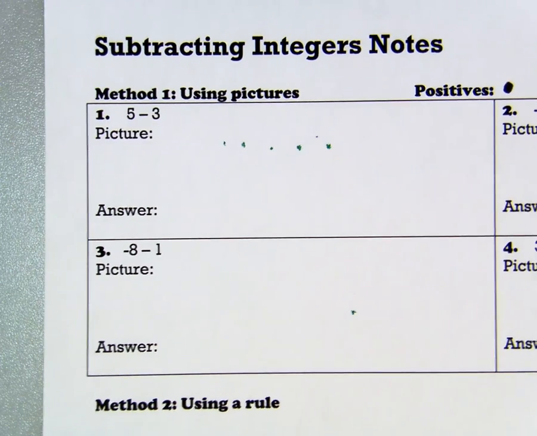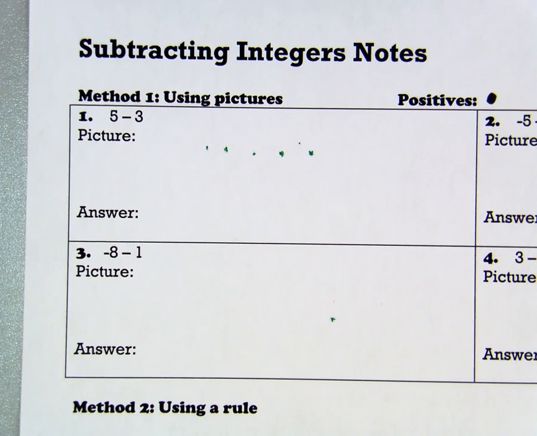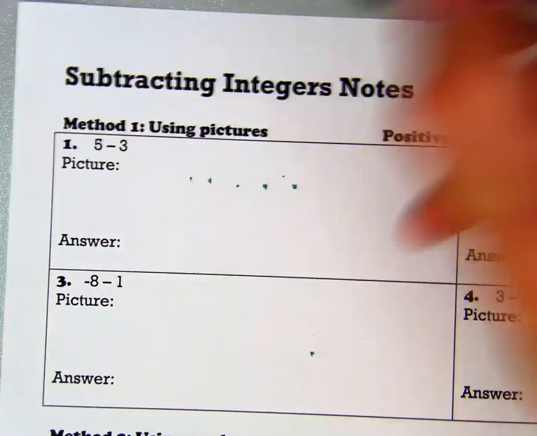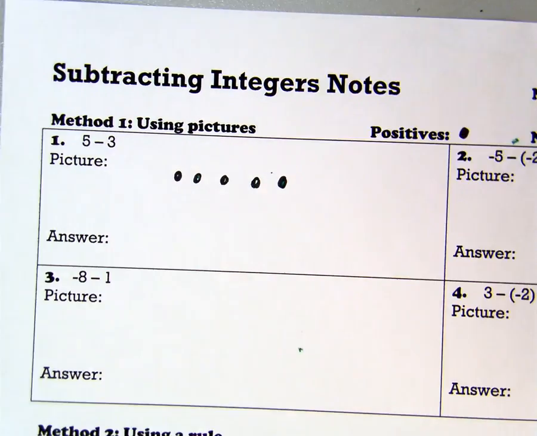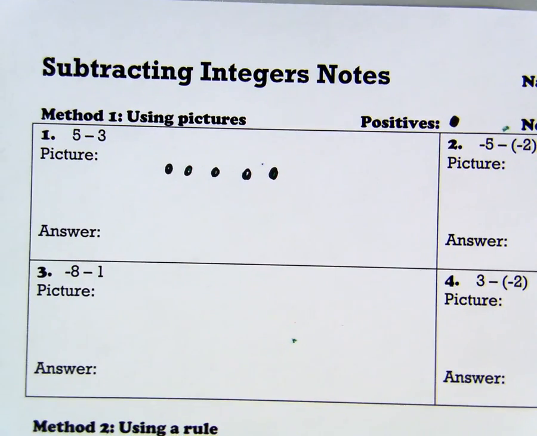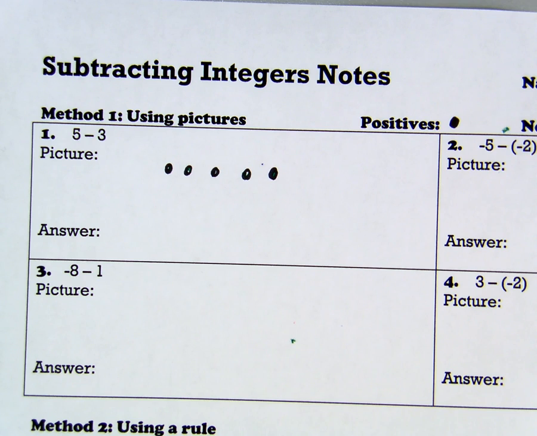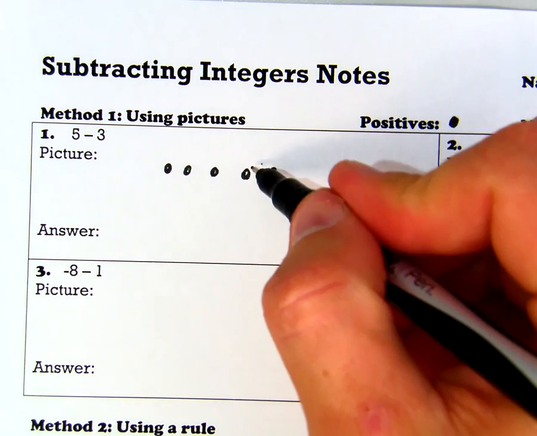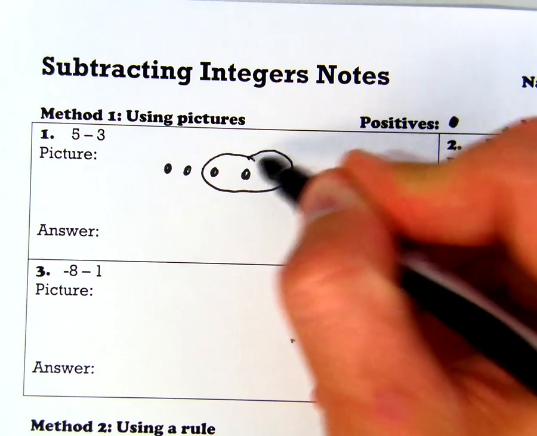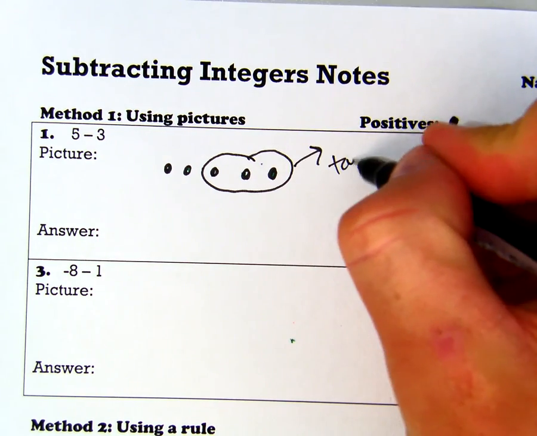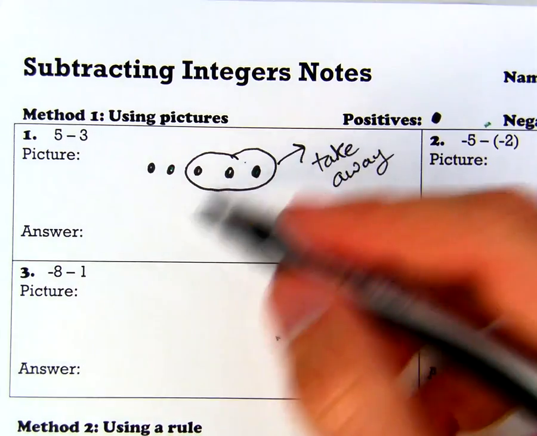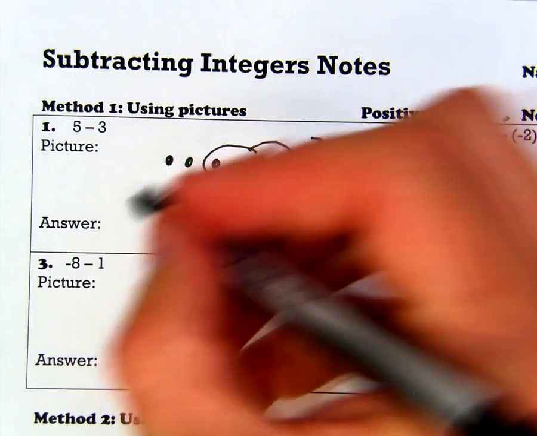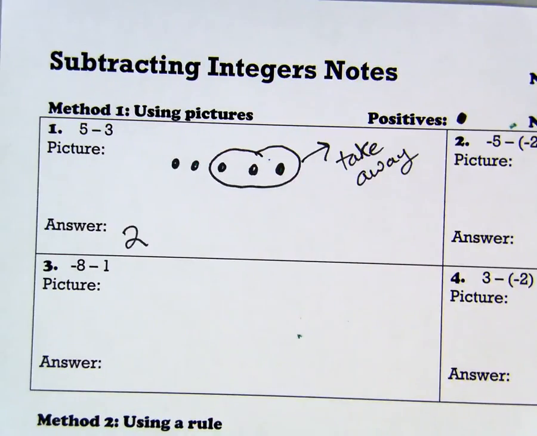Alright, our first problem is 5 minus 3. So we have positives, 1, 2, 3, 4, 5. I have my 5 positives, and when I subtract something, all I'm doing is taking away from it. I'm taking away 3, so I'm going to take 3, draw an arrow, and say take away. If you want to put slashes through them, you can as well. That leaves me with 2. So a pretty simple problem.